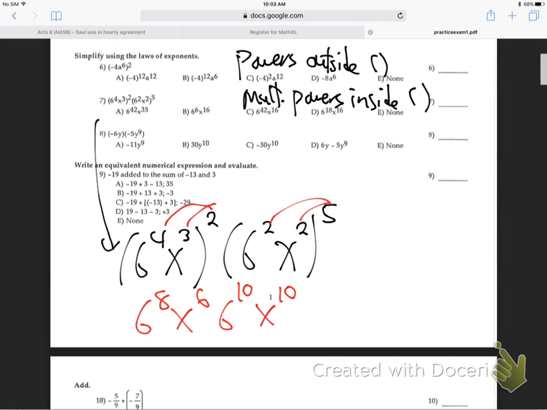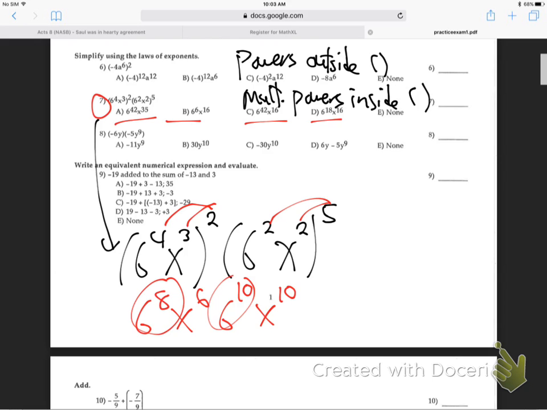We're not done yet, but so far so good. I just took the powers outside and multiplied the powers inside. Now, you could look at this point and say, do I see that answer anywhere? No, it's not there. Look at these answers. Looks like they combined all the 6's and the x's. So I have to do the same thing. You can glance down at the answers and go, oh yeah, they wanted to put them together.